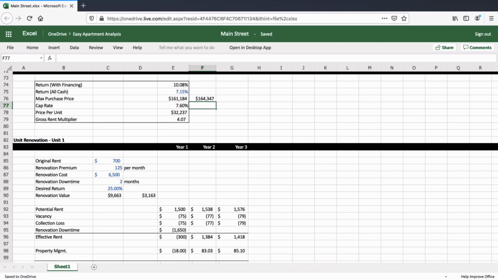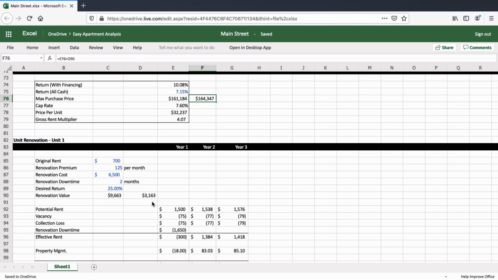And pay $164,000. And if you do that for Unit 2 and Unit 3 and Unit 4, a couple $1,000 here, a couple $1,000 there, you're increasing your purchase price if you have to, and you're still getting a 10% return on the base deal. And if everything goes as planned, you're going to get your 25% return on your renovations. And that's how you can pay more for a property if you can add value to it.